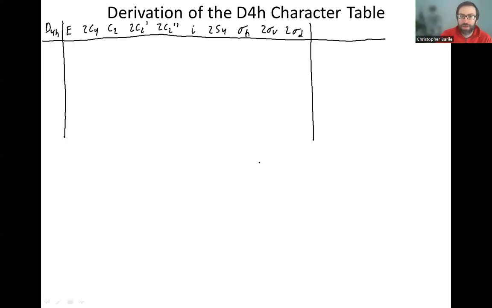Okay, so in this video, we're continuing our derivation of the D4h character table. This is part two. What we did in the first video, part one, if you haven't seen that, please go to it, was figure out that there are 16 different operations in the D4h point group, and that we should group them into 10 different classes.